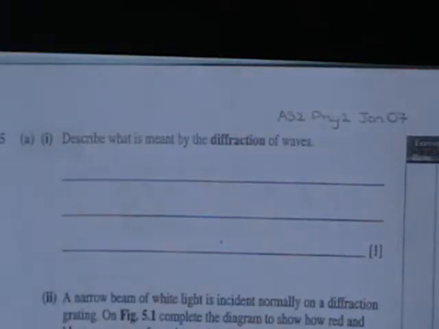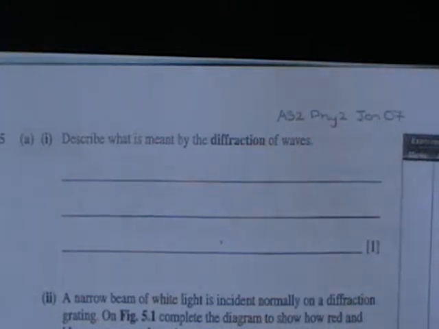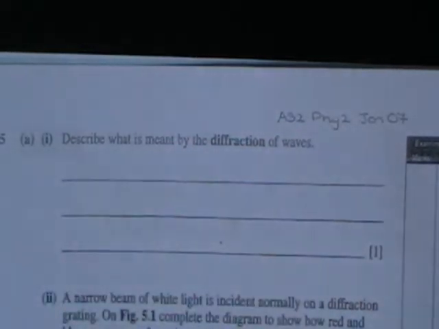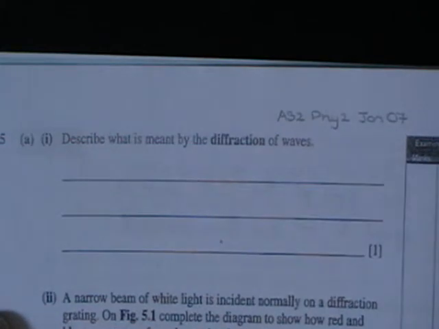Okay, we're going to take a look now at question 5 from AS2 Physics 2 January 07. Now this question is essentially a diffraction grating question, which, as I mentioned previously, is no longer on the specification. However, it does have little bits of diffraction which are important to us, so I'm just going to pick those out. The first of those is part 1, which is just describe what is meant by the diffraction of waves.